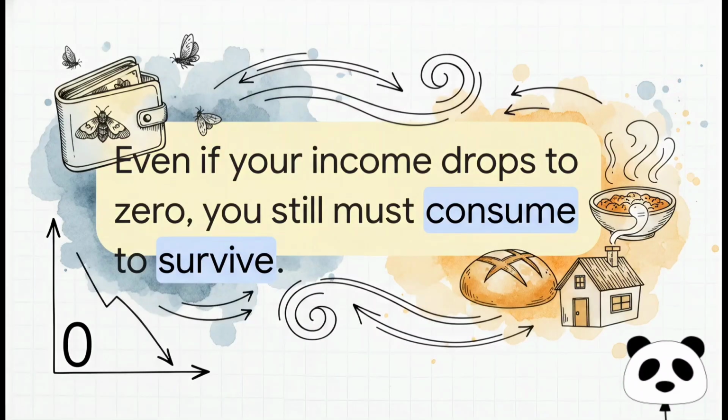Let's look a little closer at A, that autonomous consumption. You'll notice A absolutely does not equal 0. Why? Well, because even if Ravi loses his job tomorrow and his income drops to exactly 0, he still has to eat. He still has to survive. He's going to consume goods by using up his previous savings or by borrowing money. So autonomous consumption always exists, even at 0 income.